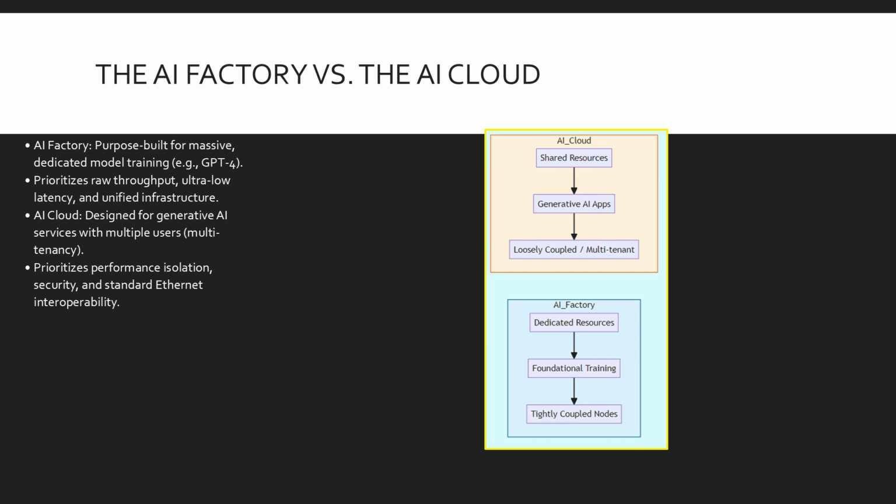On the left, we see the AI factory model: dedicated resources tightly coupled for massive training tasks. This is where InfiniBand shines. On the right is the AI cloud model: shared resources handling diverse generative AI applications where isolation and flexibility are paramount, making Spectrum-X the ideal choice. Understanding this distinction is the first step in your technology selection.